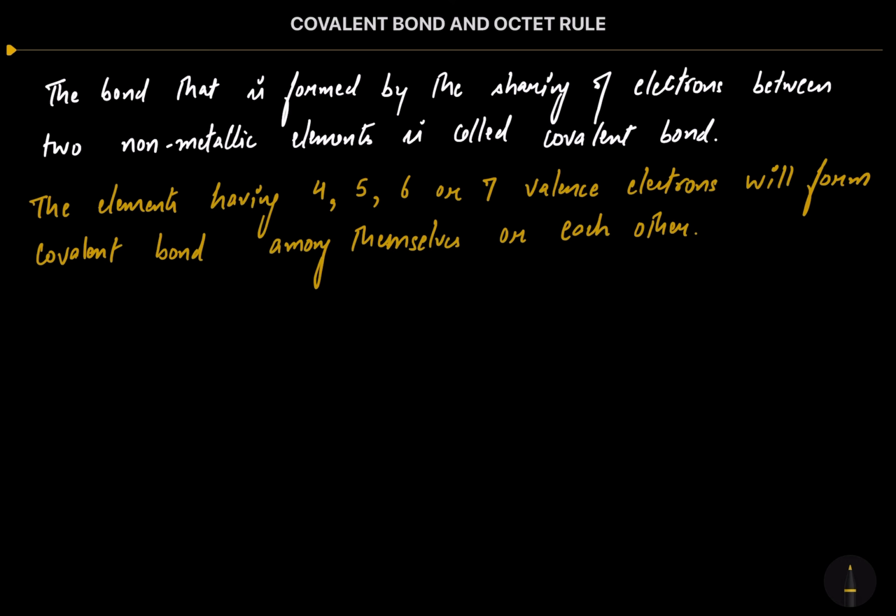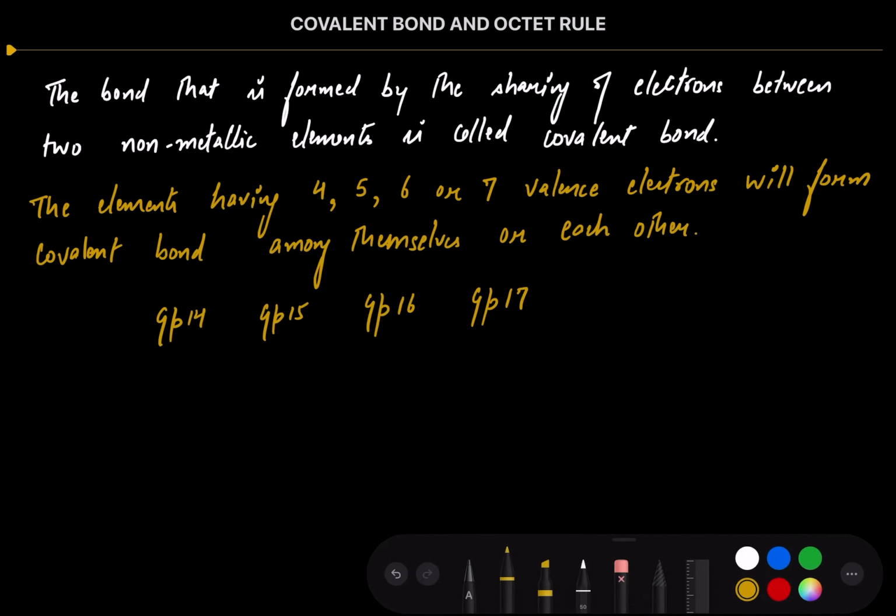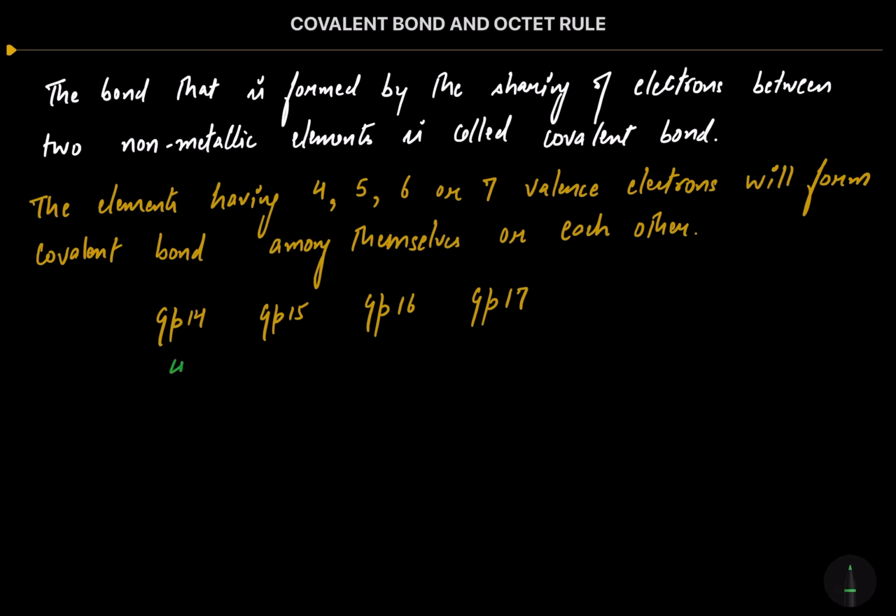Now, let's come to the periodic table. The group number 14 elements, group number 15 elements, group number 16 elements and the group number 17 elements will have 4, 5, 6 and 7 valence electrons. So the elements of these groups, that is 14, 15, 16, 17 will form covalent bond among themselves or with each other. Now, let's come to the octet rule.